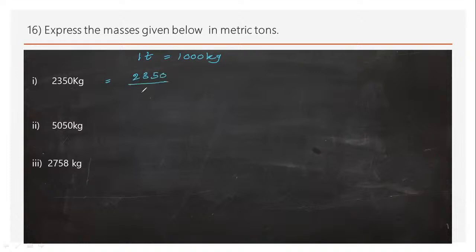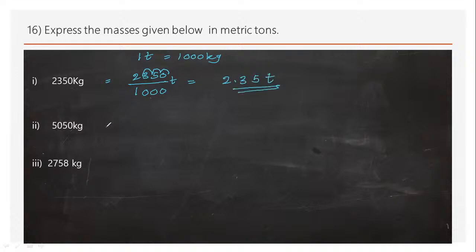2,350 divided by 1,000. Then look, when we divide by 1,000, we move the decimal place 3 places back. 3 zeros below the line, so it moves 3 places back. It means 2.350 tons.